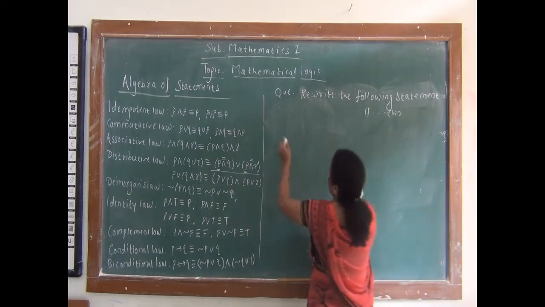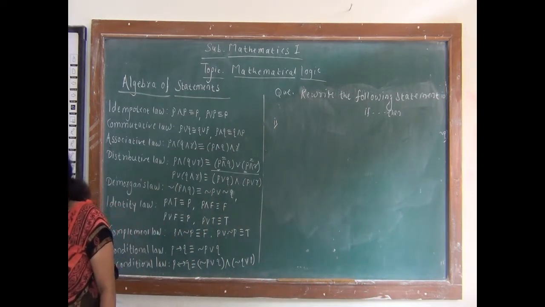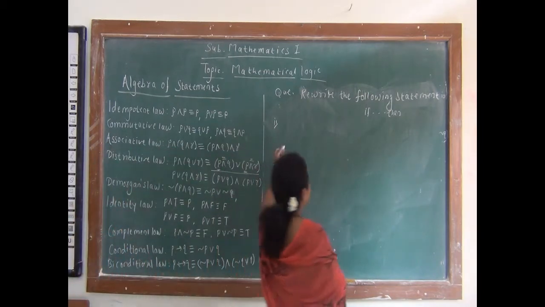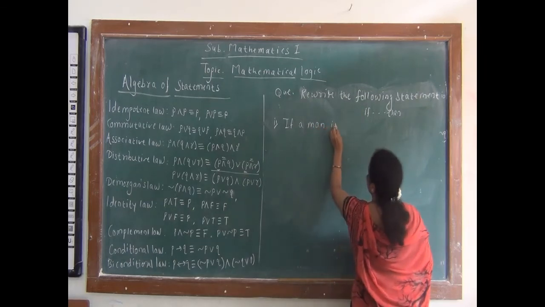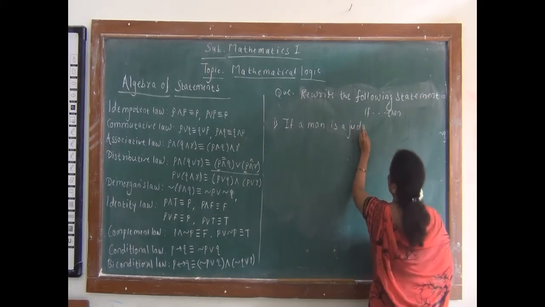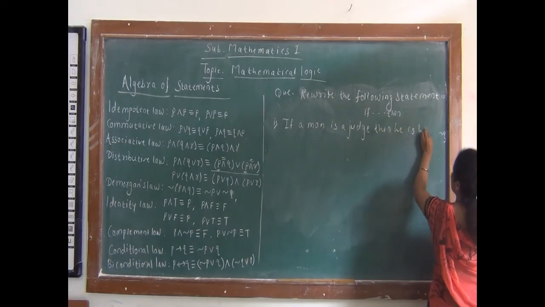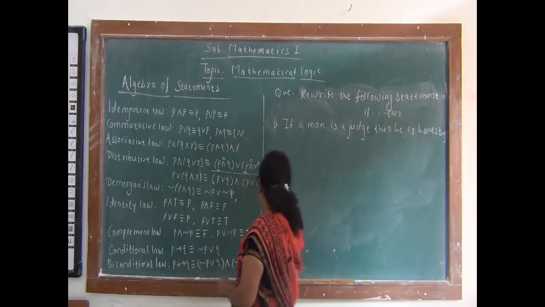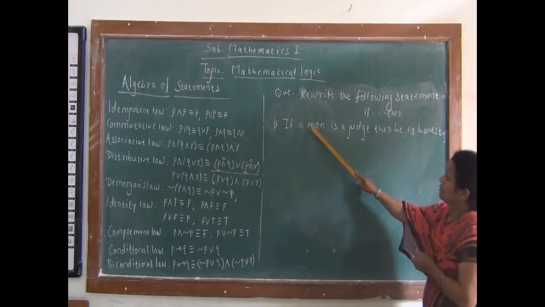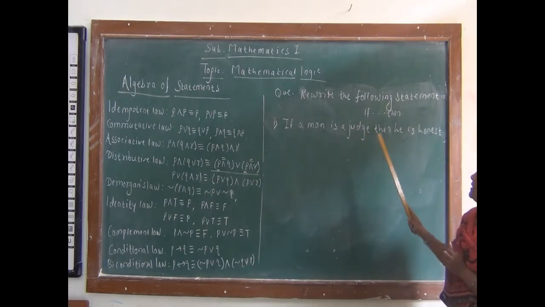And so our first statement is, if a man is a judge, then he is honest. So this is our given statement, which is a conditional statement. So we have to rewrite this statement without using if then.